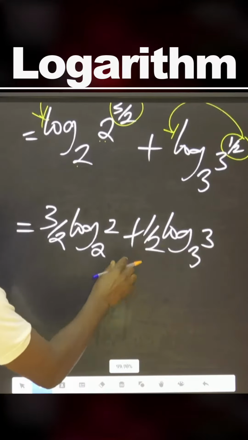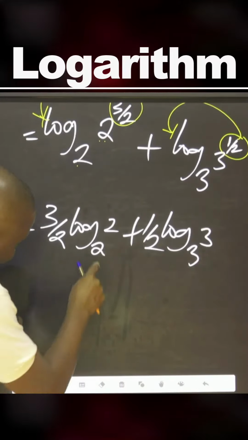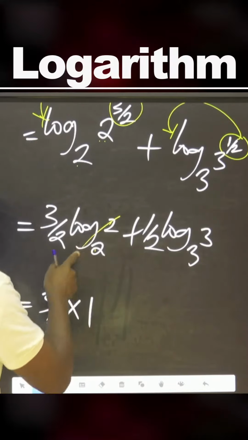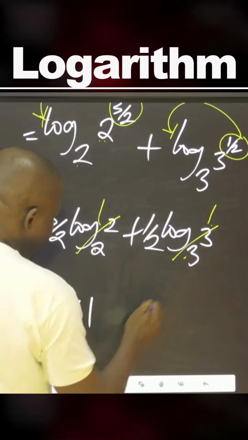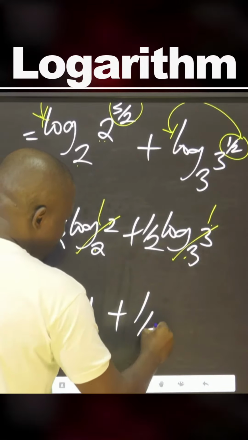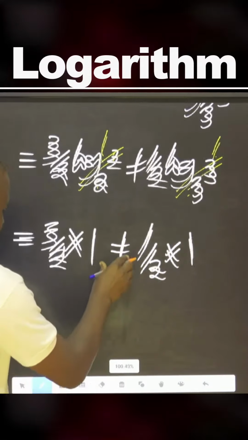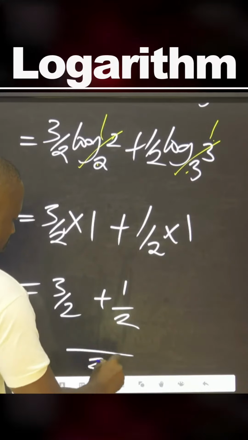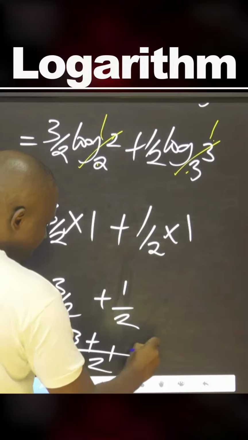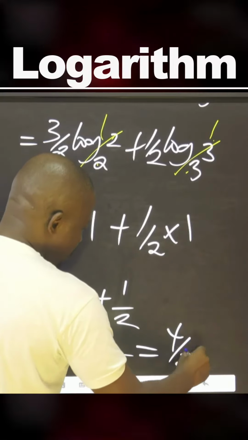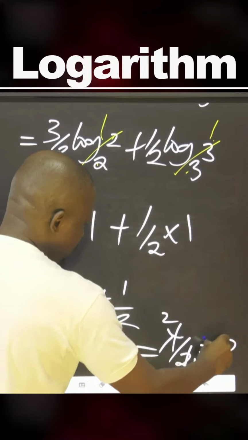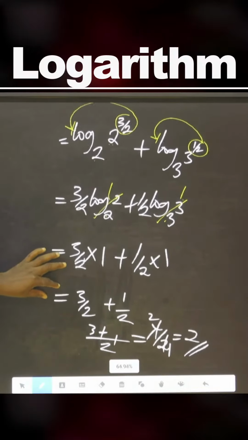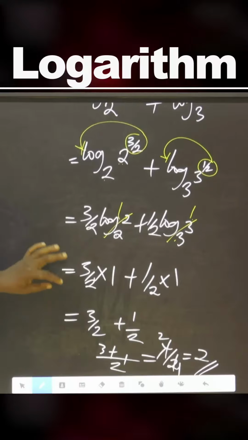okay? And I told us in one of the laws that if these are the same, it means what? 1. This is 1. This is also 1 because they are the same. Plus 1 over 2 multiplied by 1. You agree with me that this is 3 over 2 plus 1 over 2. 3 plus 1 equals 4 over 2. 2 into 4 equals 2. This is the answer, okay? Hope you understand this. Very easy.